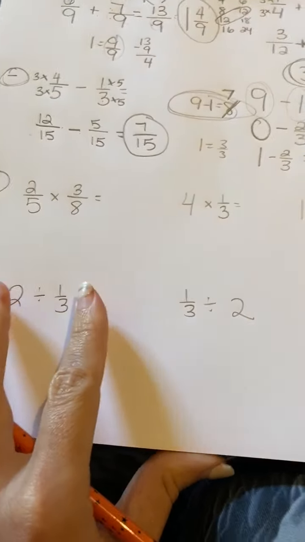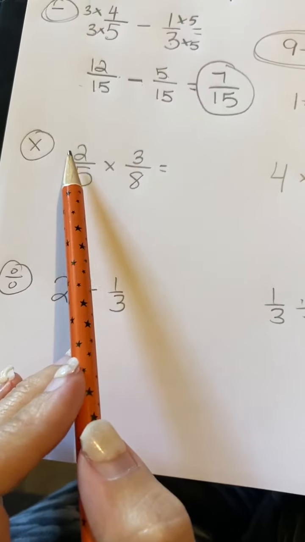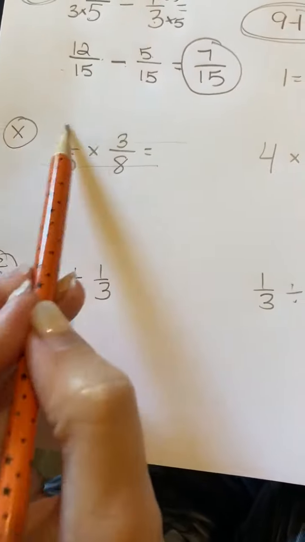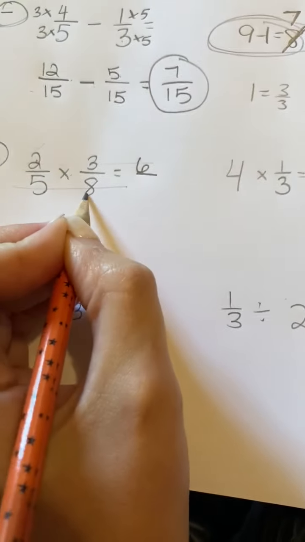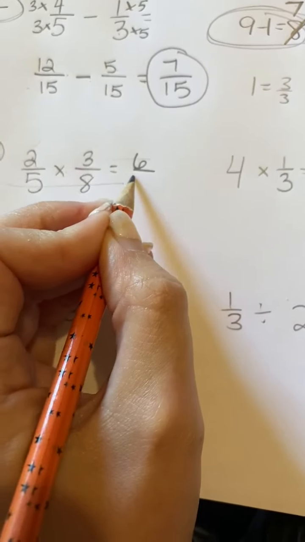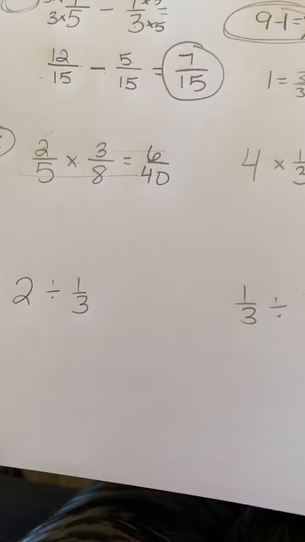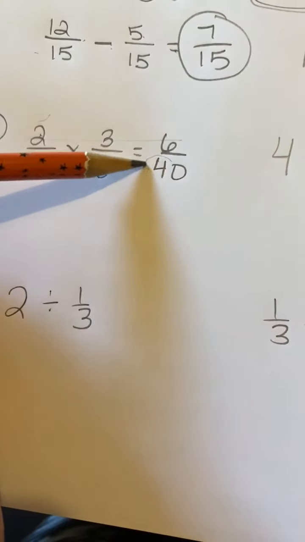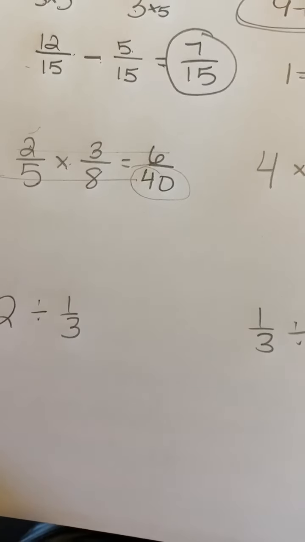Okay, multiplying. Believe it or not, multiplying is actually easier than adding and subtracting. You're just wanting to go straight across. 2 times 3 is 6. 5 times 8 is 40. Now, here's where it gets tricky. When I have my big denominator like this, I want to see if I can reduce, which means divide.